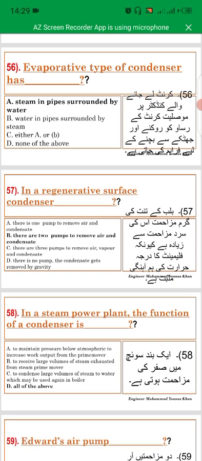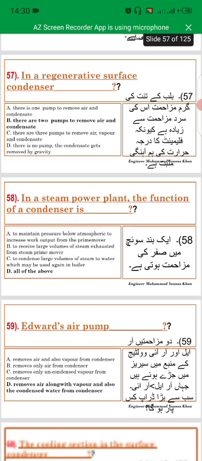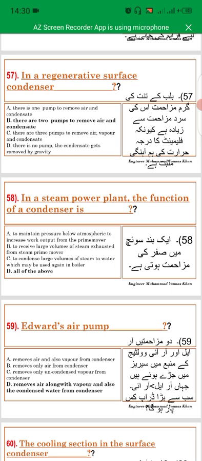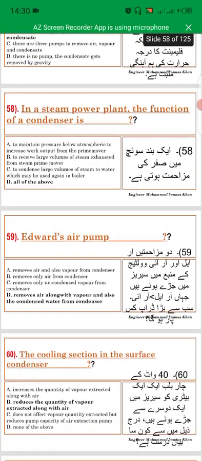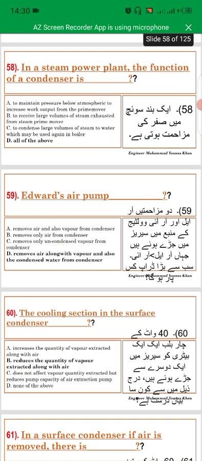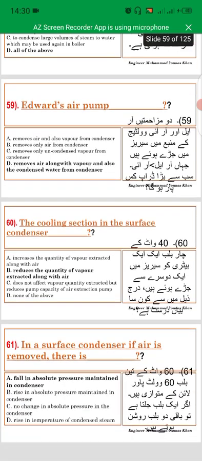Evaporating type of condenser has steam in pipes surrounded by water. In a regenerative surface condenser, there are two pumps to remove air and condensate. In a steam power plant, the function of a condenser is to maintain pressure below atmospheric, to increase work output from the prime mover, to receive large volumes of steam exhausted from a steam prime mover, to condense large volumes of steam to water which may be used in boiler feed.